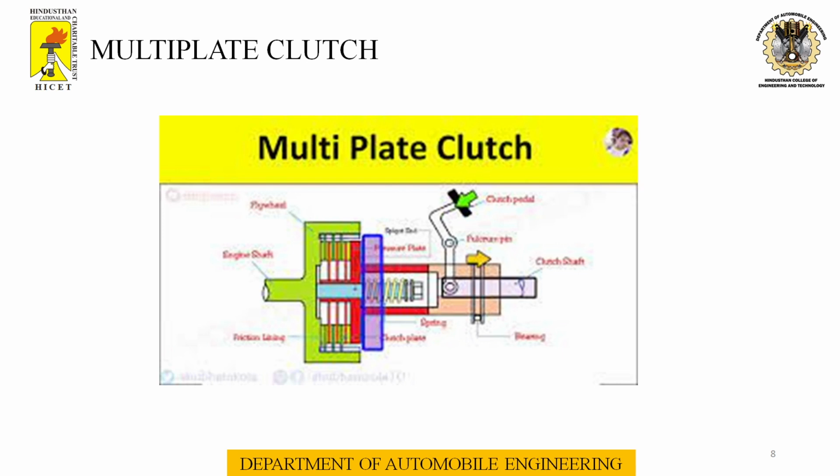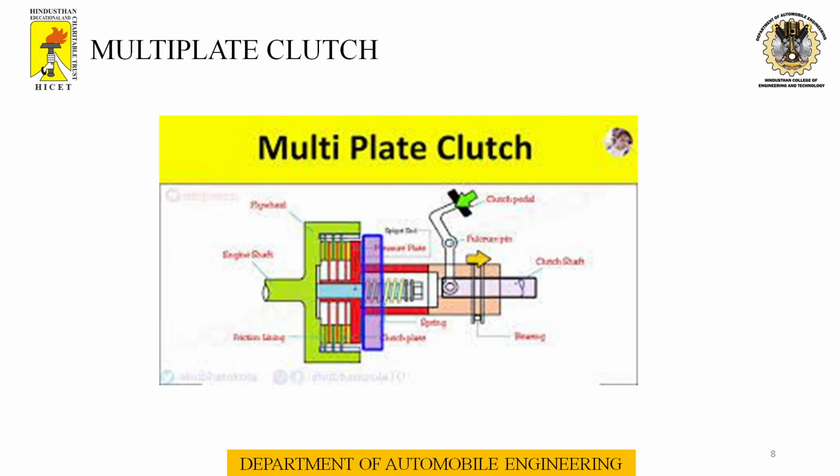One set of plates slides in grooves on the flywheel, and the other set slides on splines on the pressure plate hub. They are firmly pressed by the strong coil spring and assembled in a drum. Each of the alternate plates slides in the grooves on the flywheel and the others slide on splines on the pressure plate.